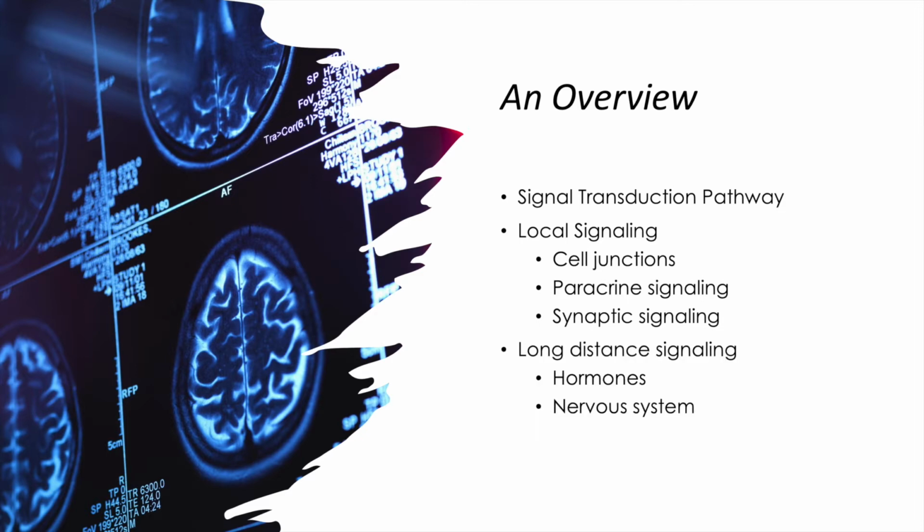Hormones are a type of long-distance signaling. Hormones can be a protein, amino acid, or a steroid. They travel through the circulatory system and bind to tissues with a specific receptor for that hormone. Those tissues demonstrate a cellular response. Nervous system signaling is also long-distance.